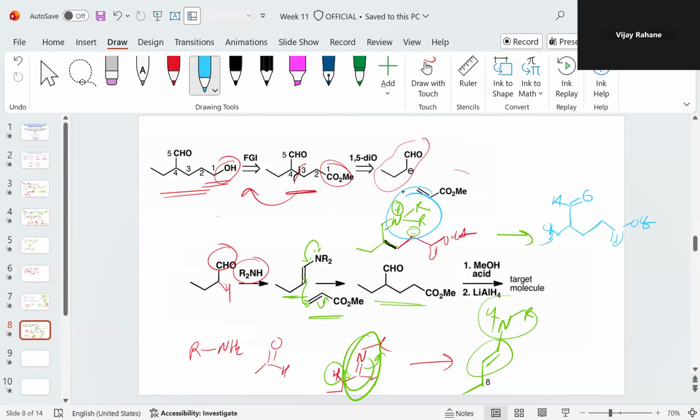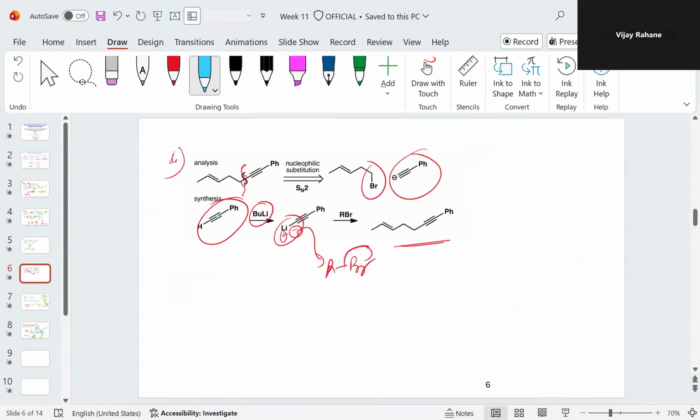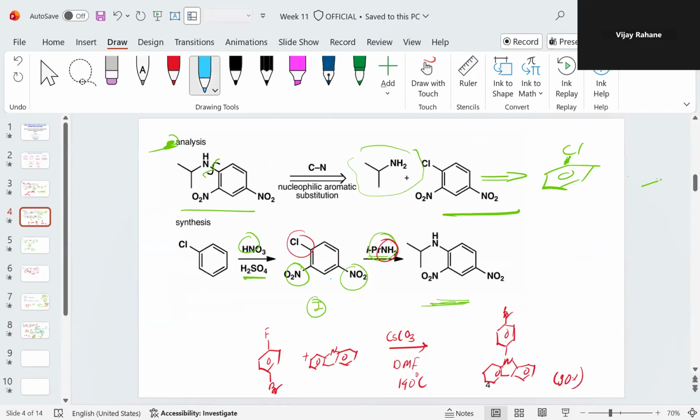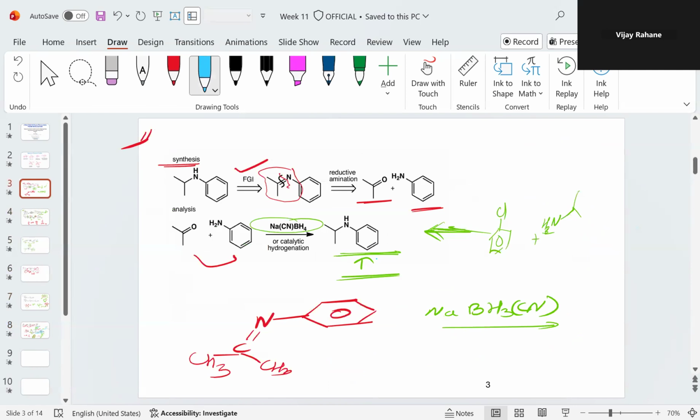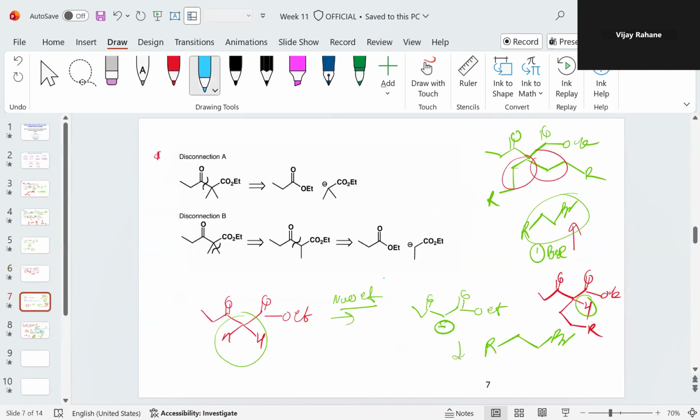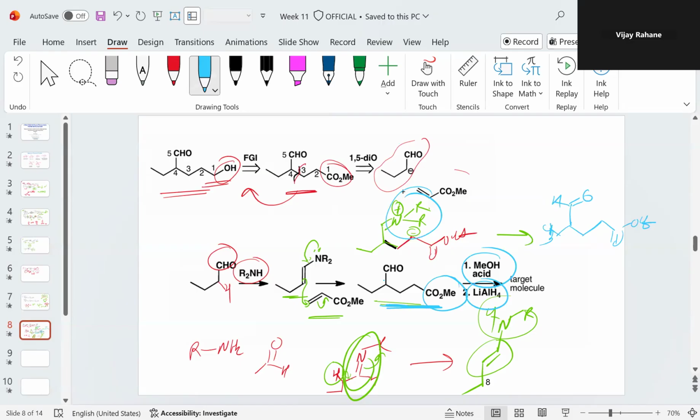Any doubt in this example? So we are able to get this one. And later, if you do the reduction with LiAlH4, we can reduce it to the corresponding alcohols. These reducing agents we have already covered in one of our videos. The reducing agent we have seen in the earlier case also is sodium cyanoborohydride, and in this case lithium aluminum hydride. So this is how we can do the retrosynthesis of this material.